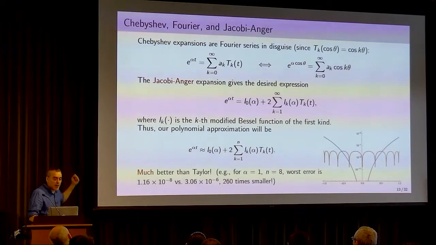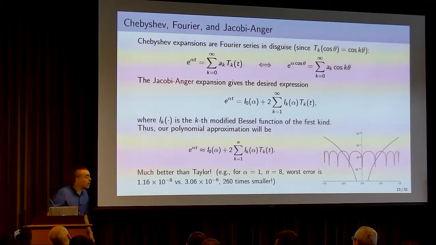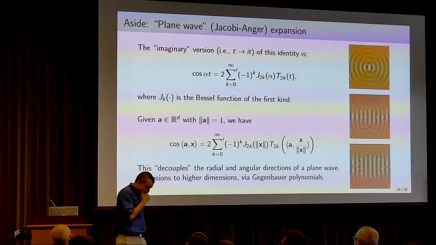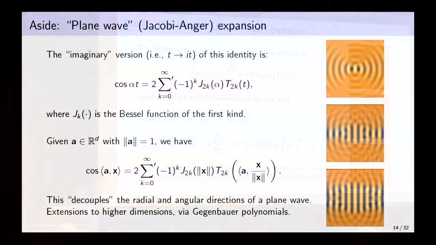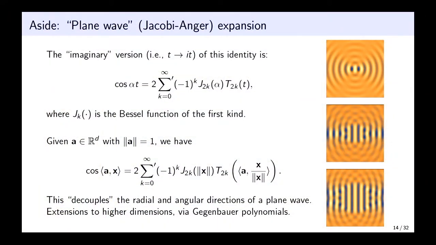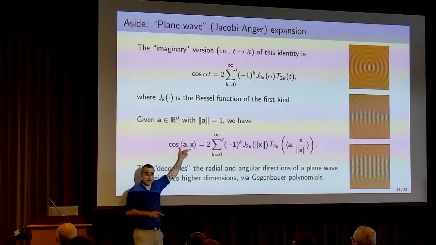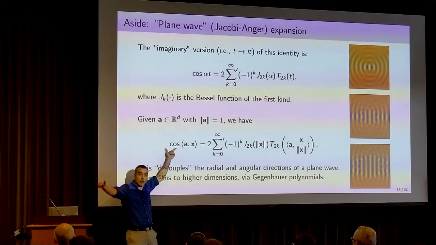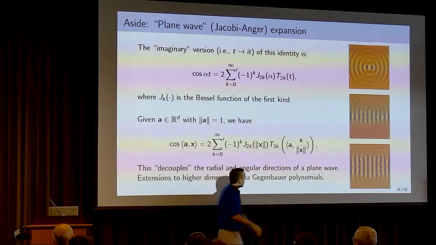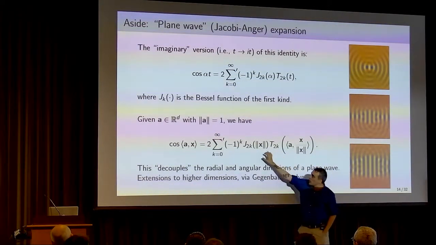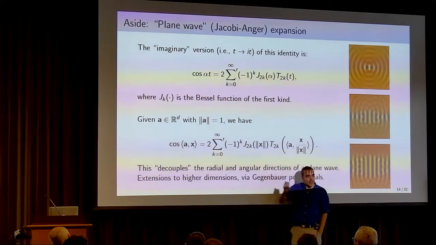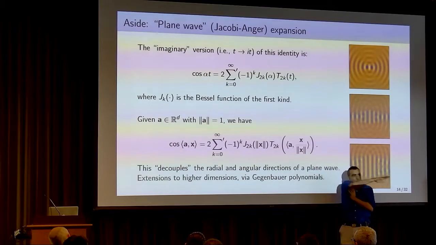Let me also mention why people cared about this before, because it will come back later when we talk about how to actually implement this. If you talk to anybody in physics, they will know about these expansions, because this is exactly what's called a plane wave expansion. If you rewrite it in a different way, it gives you exactly a way of writing a plane wave. A is a vector, so this is a linear function of x, and then you apply a cosine to it, so it's really a wave that depends on a single dimension. And you write it as a linear combination of products of terms that depend only on the radial direction and terms that depend on the angular direction.